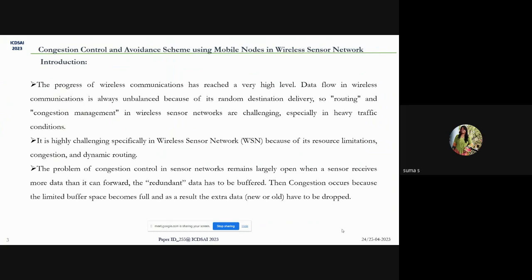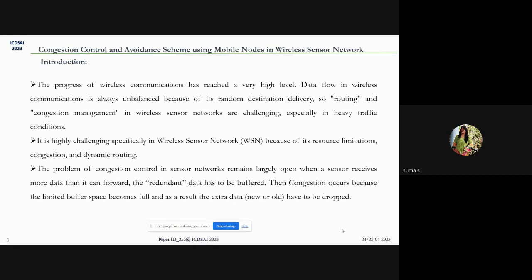The progress in wireless communication has reached a very high level. In such high level communication, the data flow is very unbalanced due to random destination delivery. So routing becomes one of the major and challenging issues for such traffic conditions. In wireless sensor networks, there is resource limitation and dynamic routing.